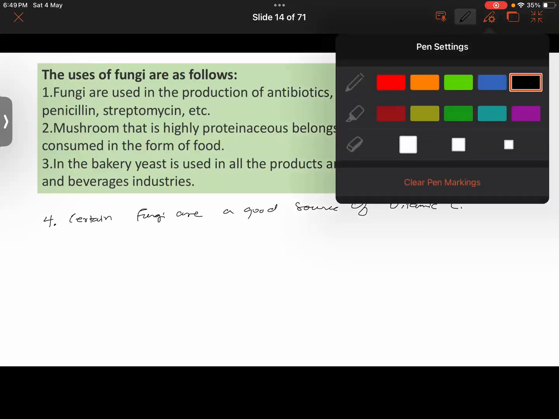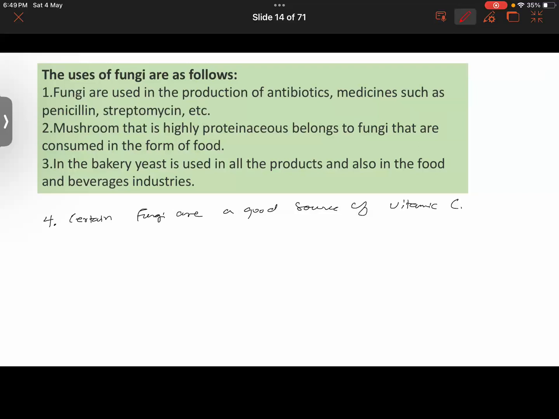Then do tell me, what are the harms caused by fungi? Starting from you, Gauri. They can spoil the food, like they can spoil bread. Good. Did we not talk about how they can cause some diseases in humans? They will be causing some diseases in plants also.